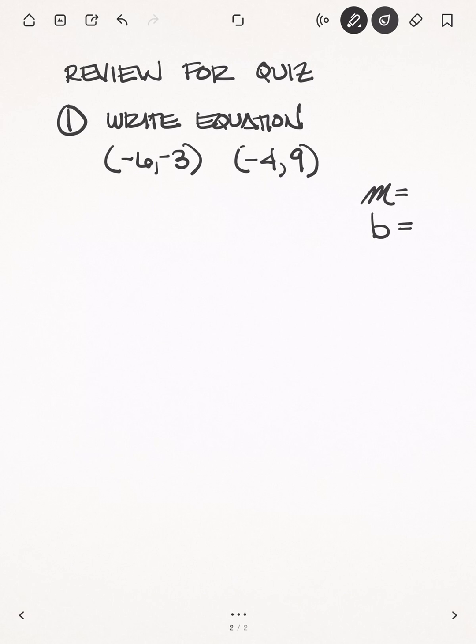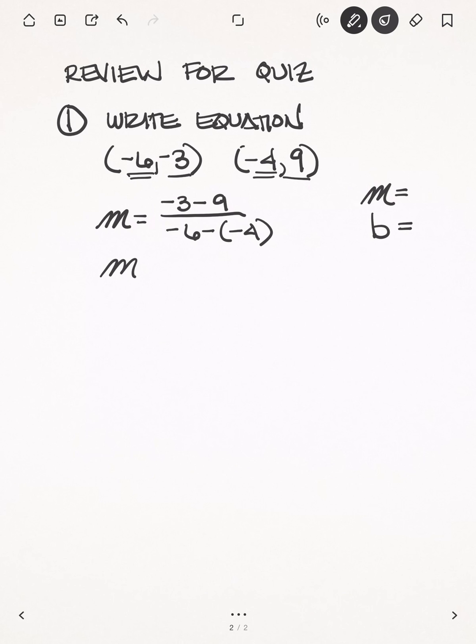To find the slope given 2 points, you're going to say your slope is the change in y's over the change in x's. So I'm going to say y minus y. So I say -3 minus 9. And on the bottom, I'm going to do x minus x. So I'm going to take my x's and subtract them. I say -6 minus a -4. And then I'm going to simplify.